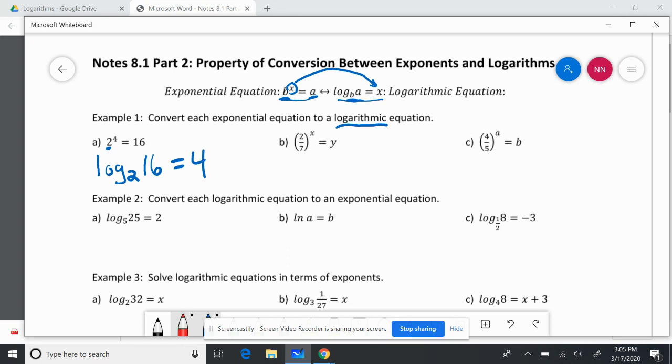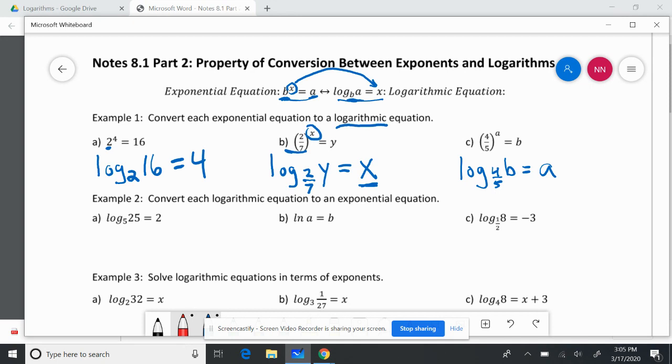So letter B is going to be the same, even though it's a fraction. We're going to do log, our base number is always underneath the exponent, log base 2/7 of y is equal to x. Now, once again, the point of a logarithm is to get the exponent by itself. So notice that the x is by itself. So looking at letter C, we do log base 4/5 of b is equal to a.